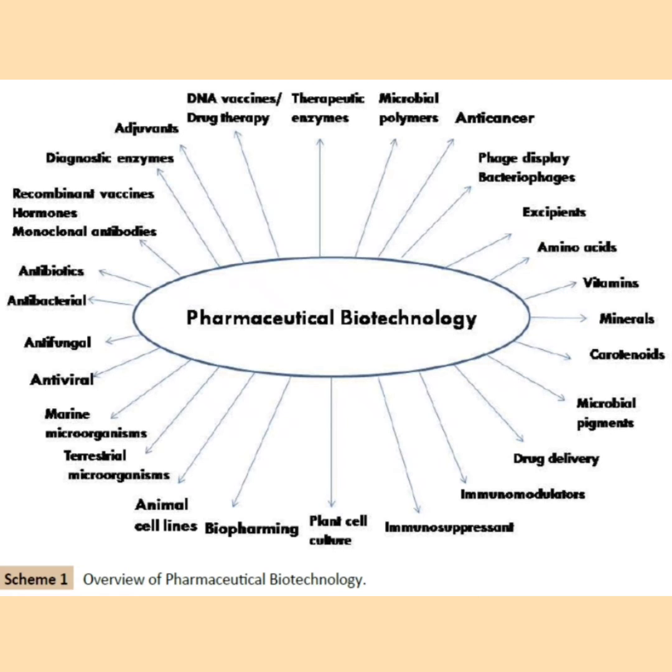So the pharmaceutical industry is useful in many areas of manufacturing like therapeutic enzymes, microbial polymers, anti-cancer drugs, phage display bacteriophages, excipients, amino acids, vitamins, minerals, carotenoids, microbial pigments, drug delivery systems, immunomodulators, immunosuppressants, plant cell cultures, biofarming, animal cell lines, terrestrial organisms, marine microorganisms, antiviral drugs, antifungal drugs, antibacterial drugs, antibiotics, monoclonal antibodies, recombinant vaccine manufacturing and hormones, and diagnostic enzymes manufacture, adjuvants, and also in drug therapy.